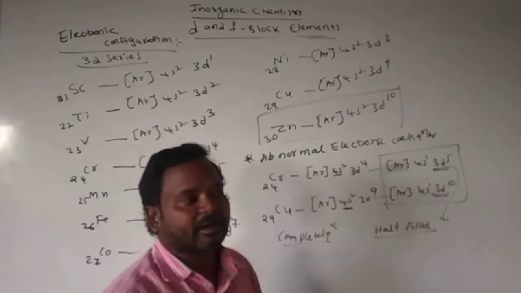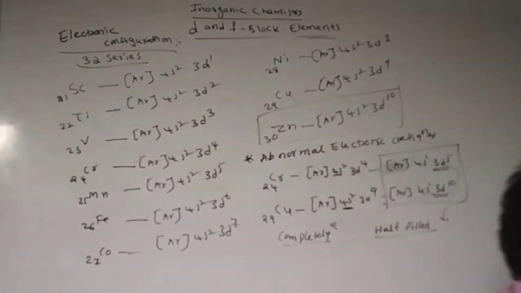From an examination point of view, they may ask you to write the abnormal electronic configurations of copper and chromium. This is about the electronic configurations of the 3D series. Next we will see another series and another important point.